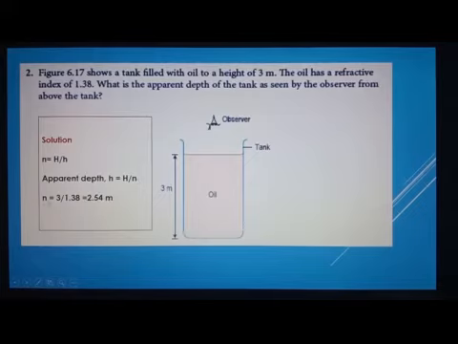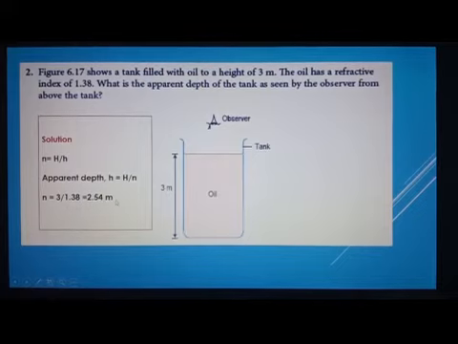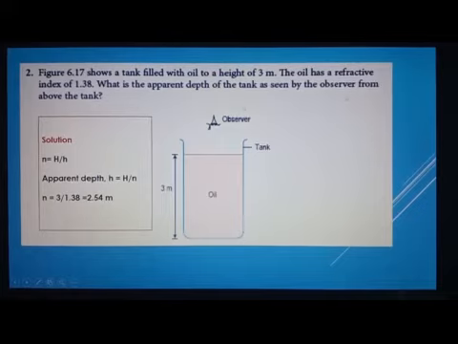So the real depth here is 3 meters, meaning the total height of the oil here, divided by 1.38. This is the refractive index of the oil. Thus we get 2.54 meters. So this is the image of the depth of the tank, meaning the bottom part can be seen a bit closer to the surface.